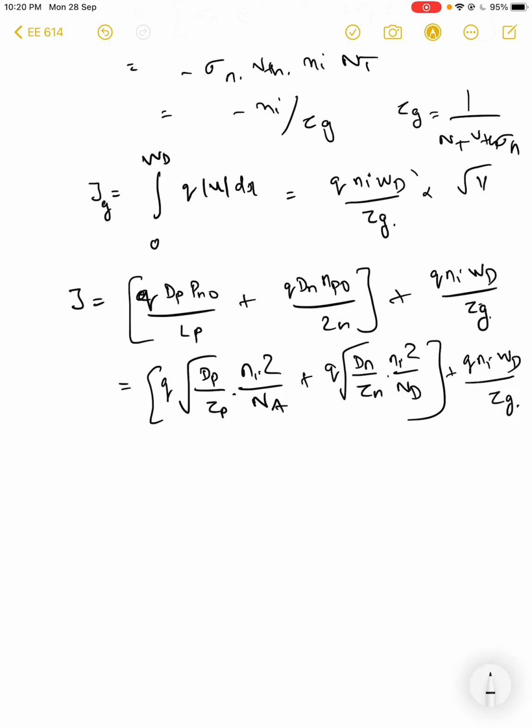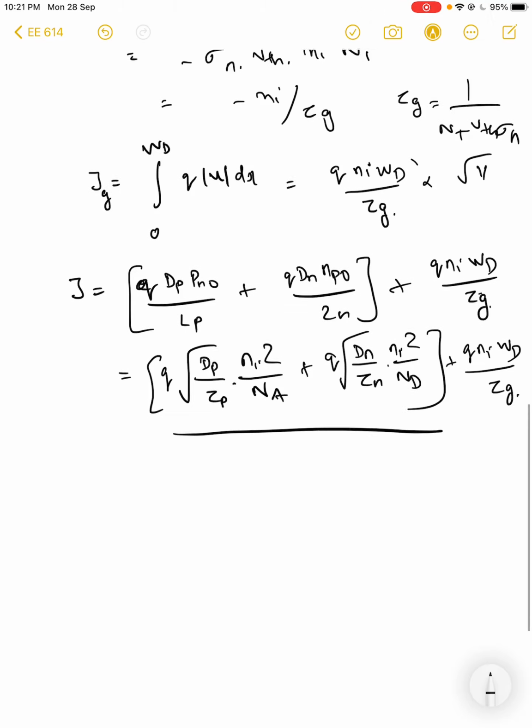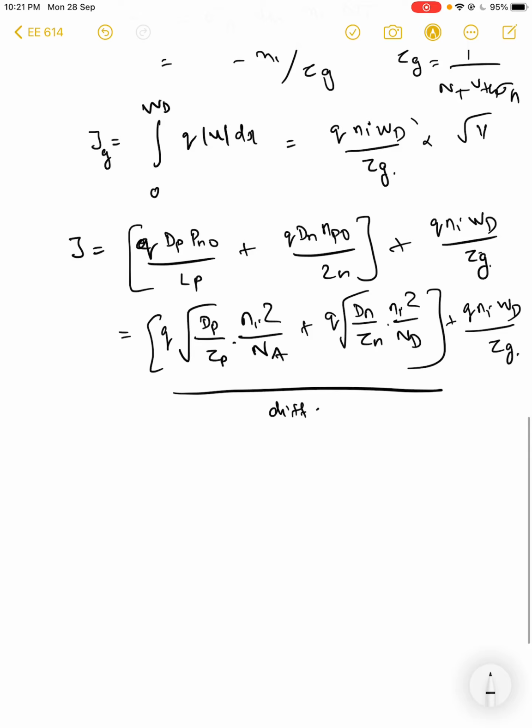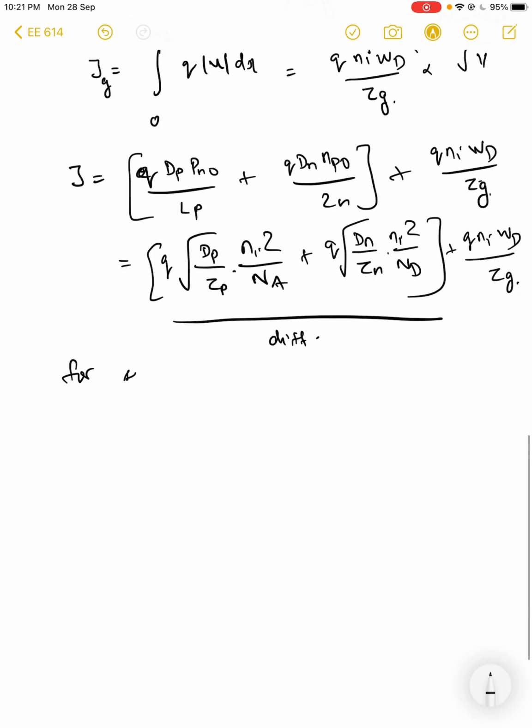You can see that in semiconductors where Ni is much larger, Ni square will rise much faster than Ni, right? So your diffusion component is more dominant. So this is the diffusion. So for semiconductors with large Ni, the diffusion current is more dominant.